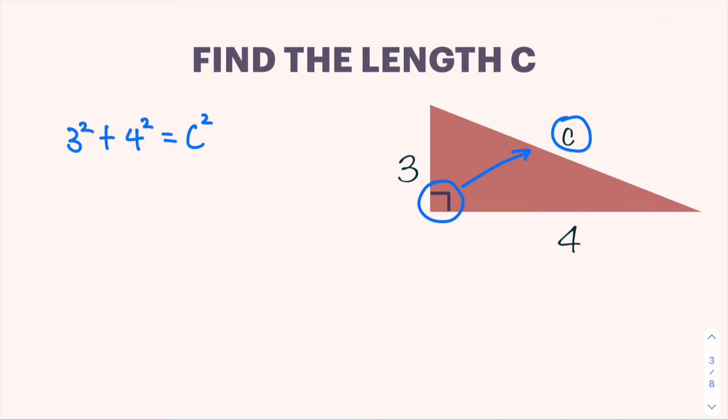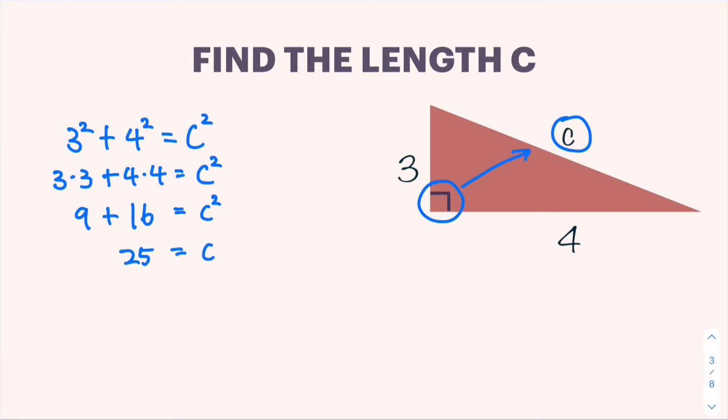So we have 3 squared plus 4 squared is equal to C squared. 3 squared means 3 times 3. 4 squared means 4 times 4, is equal to C squared. 3 times 3 is 9, plus 4 times 4 is 16, is equal to C squared. 9 plus 16 is 25, is equal to C squared.